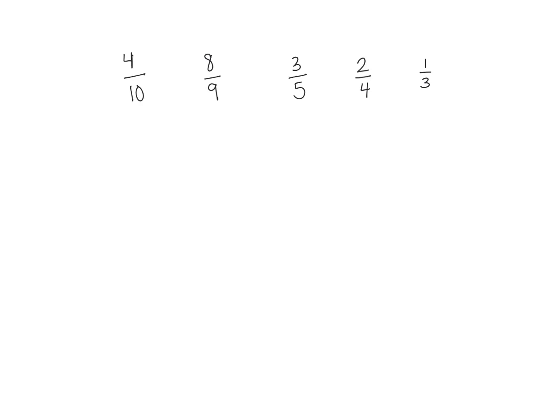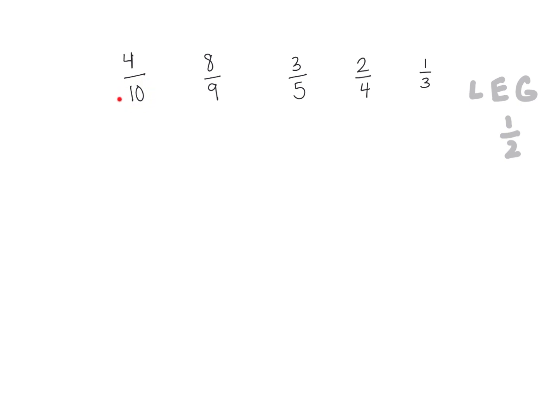When we order fractions, we use something called the LEG strategy. L-E-G stands for less than 1/2, equal to 1/2, and greater than 1/2. So all of these we are comparing to 1/2. In order to do that, we begin by looking at our denominator.